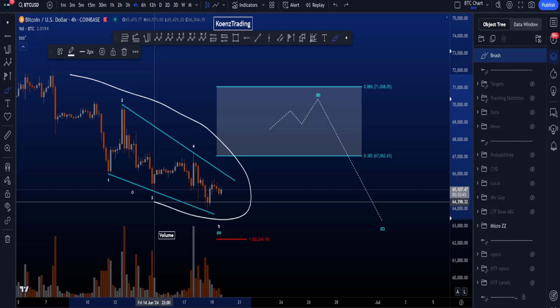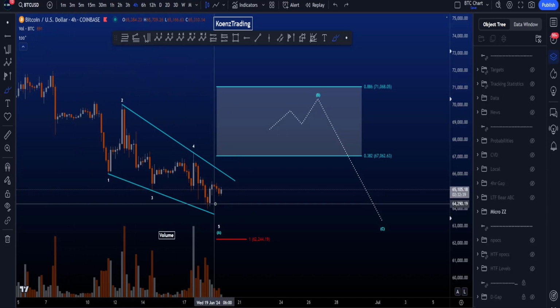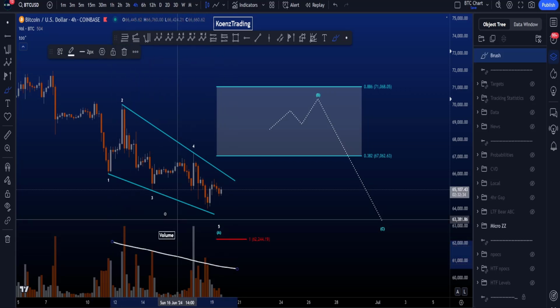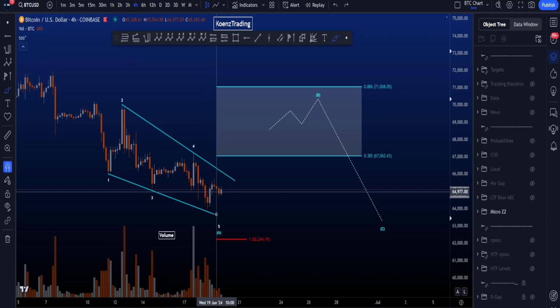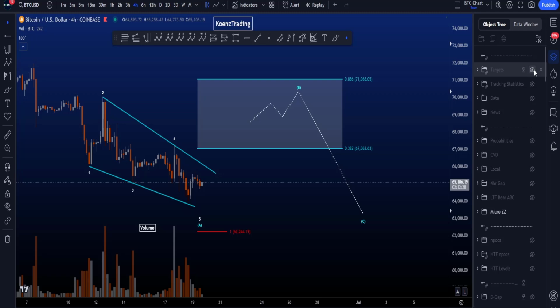So far, price is grinding to the downside with a lot of overlap, which is what we like to see in a diagonal, and also the volume is now moving towards the downside as price is making new lows, which is also something we like to see in a diagonal structure.